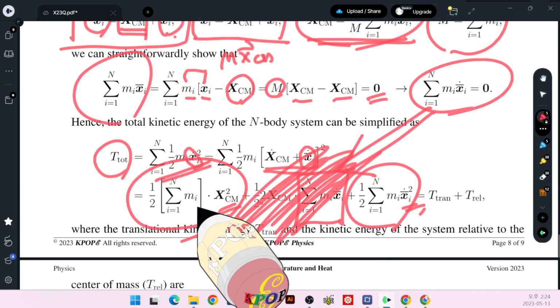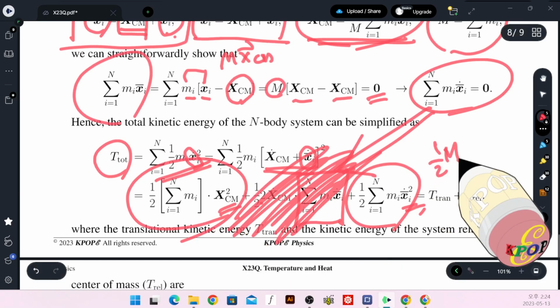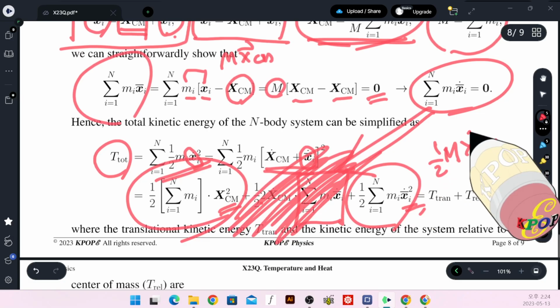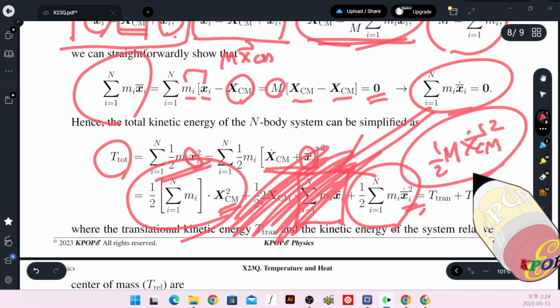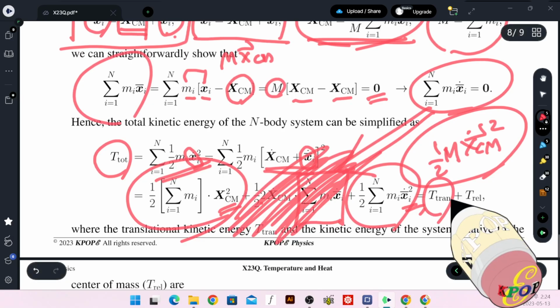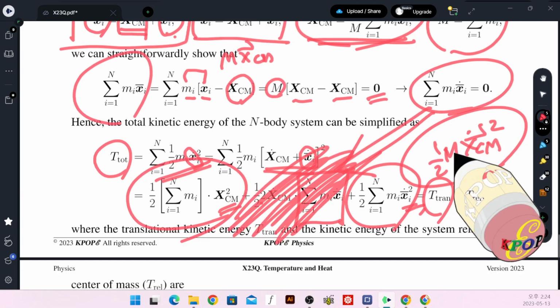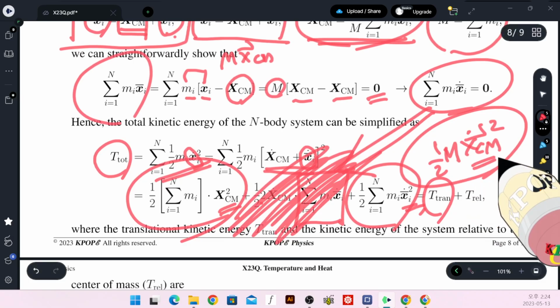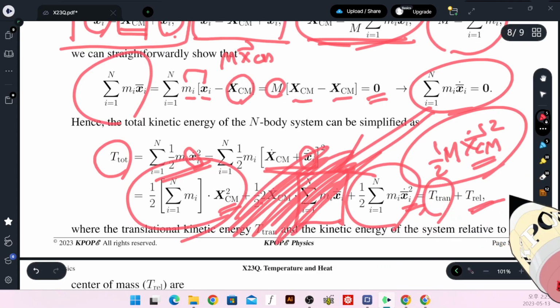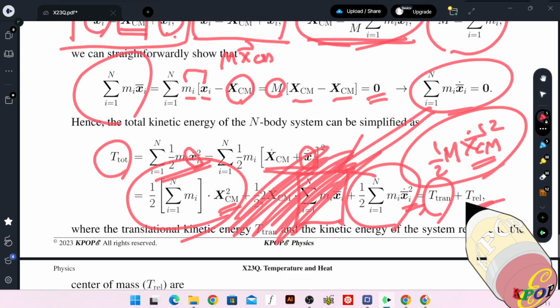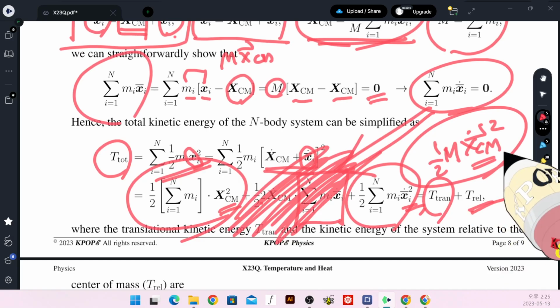The first one is nothing but 1/2 capital M, the total mass, multiplied by the velocity of the center of mass squared. This is called the translational kinetic energy, that is identical to the kinetic energy of a single particle whose mass is the total mass of the system and whose velocity is the velocity of the center of mass. The remaining part is the relative kinetic energy that is measured at the center of mass frame.